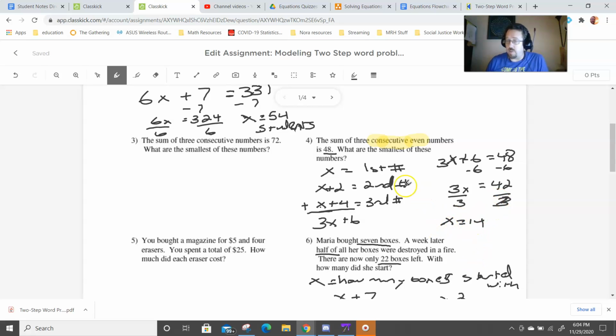And then we could check that. We could plug that in. Is 14 plus 16 plus 18 48? It is.